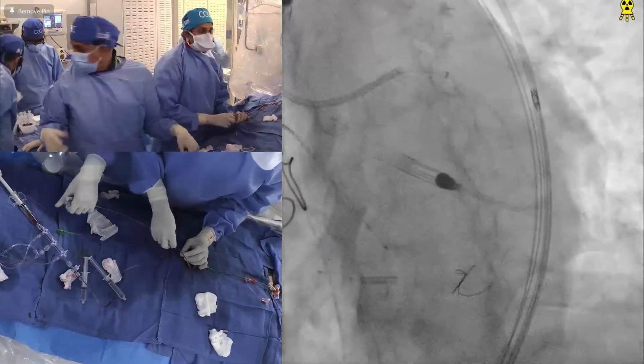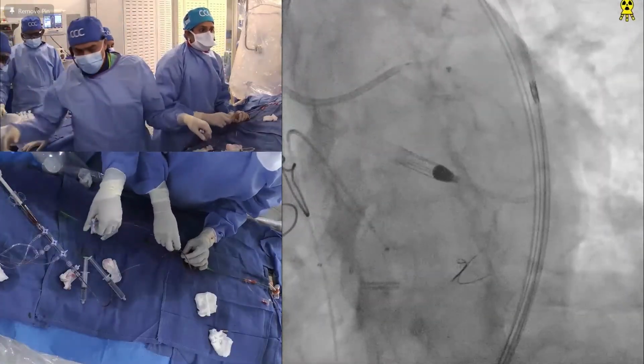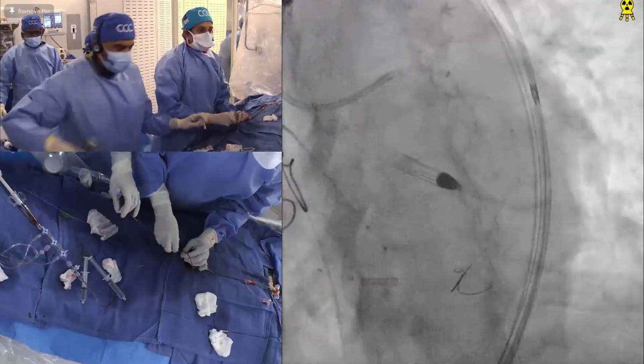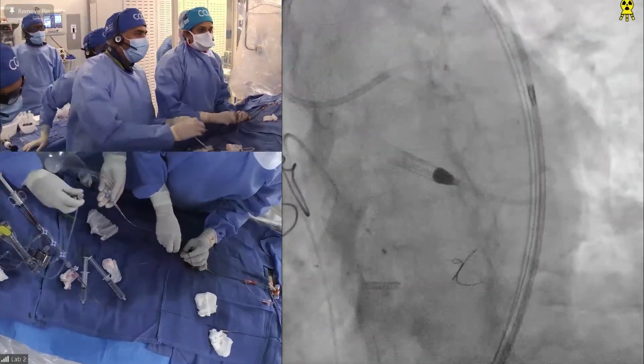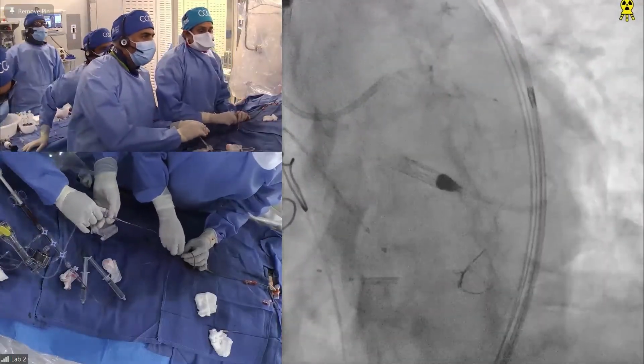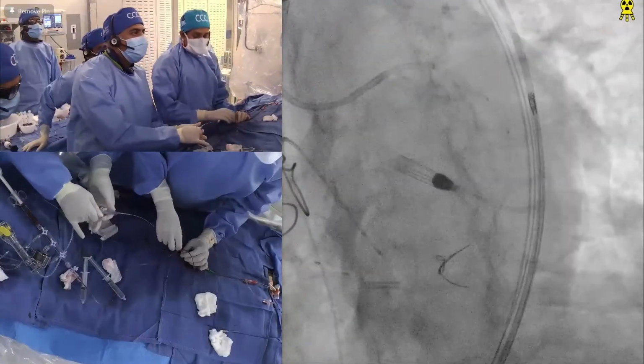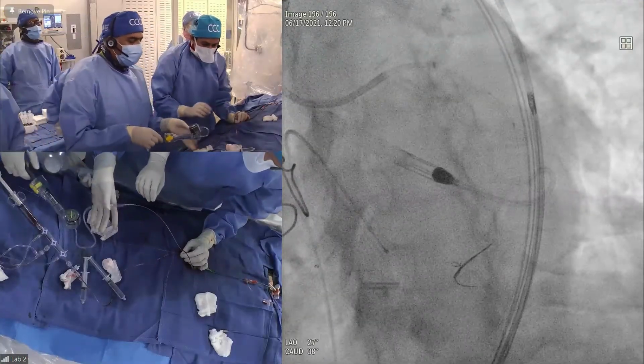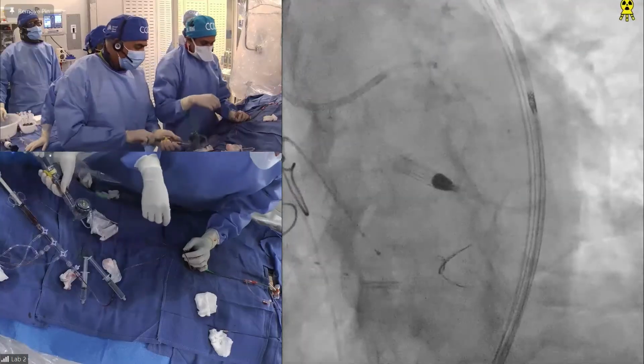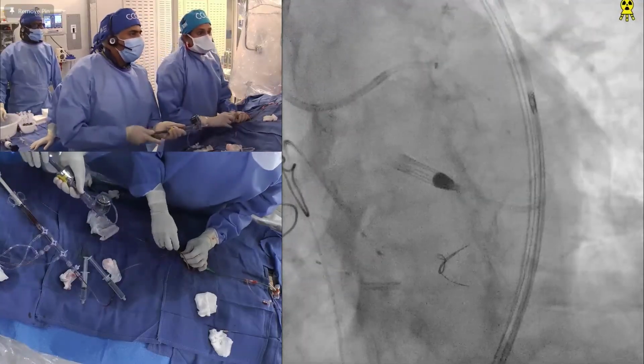We are ready with the 1.5 burr. Yeah. And here you are now with both the guideliner and the wire in the right position. What balloon is that now? This is a compliant again. Okay. Go up. Go.